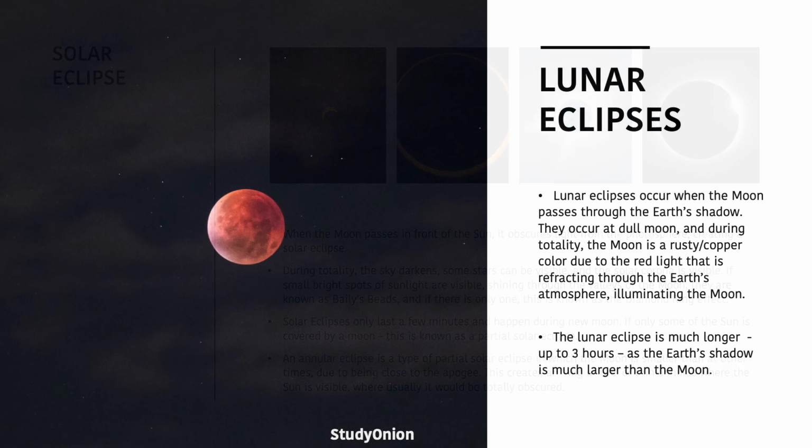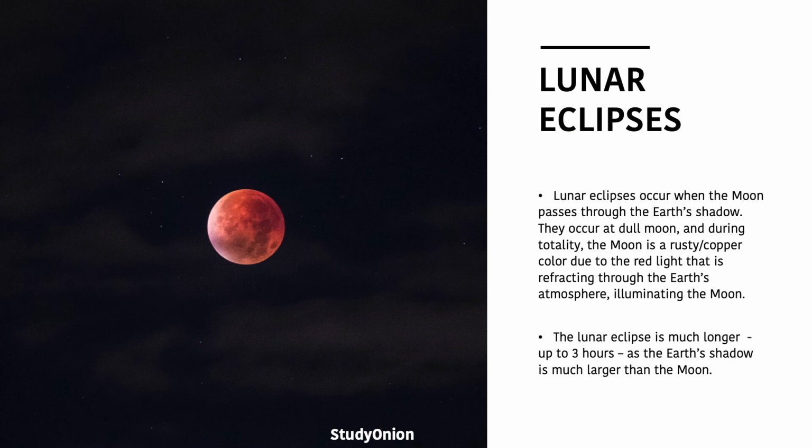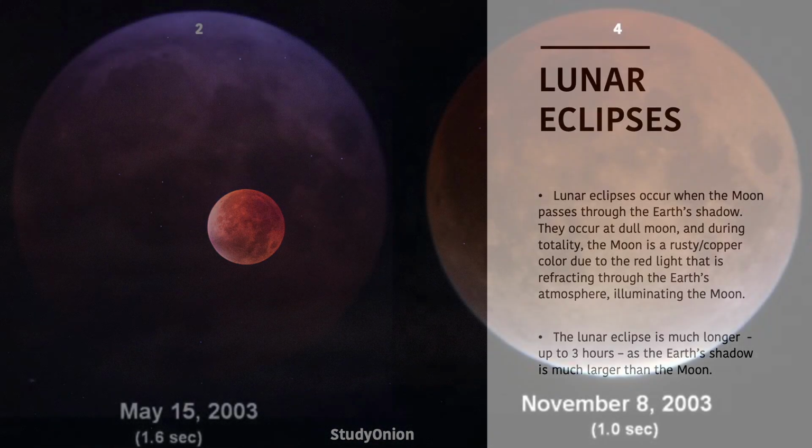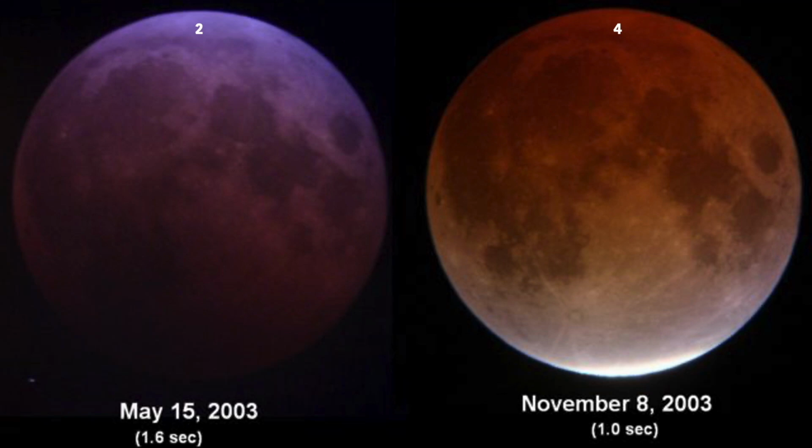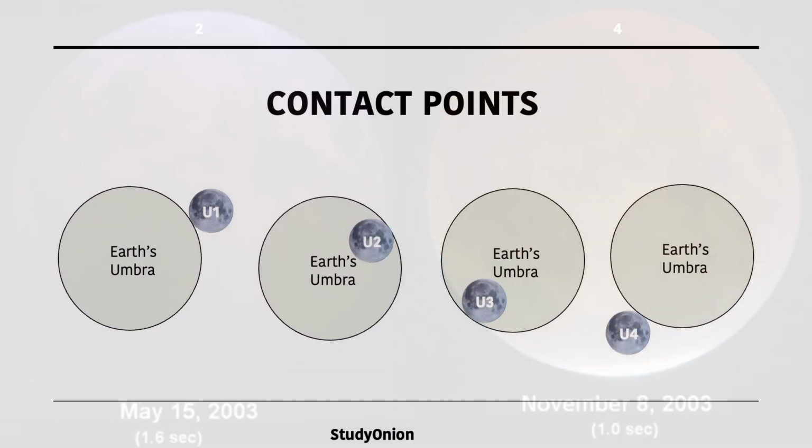Lunar eclipses occur when the moon passes through the Earth's shadow, and they occur at full moon, roughly lasting up to 3 hours. And during totality, the moon is a copper or rusty red colour due to the predominantly red light which refracts off the Earth's atmosphere to illuminate the moon. The Danjon Scale can be used to estimate the colour of the total lunar eclipse. Key points in the eclipse's progress are described using the first to fourth umbral contact points.